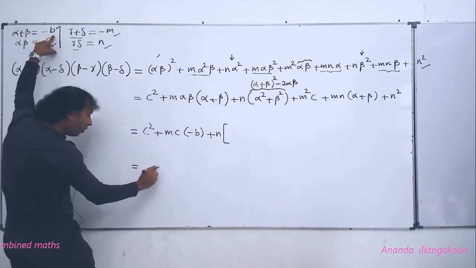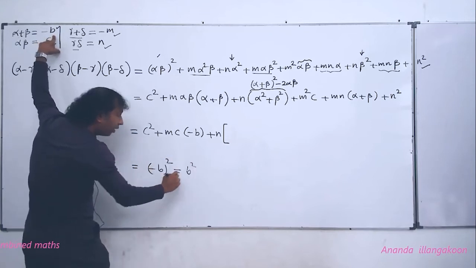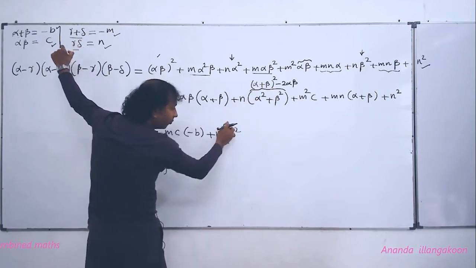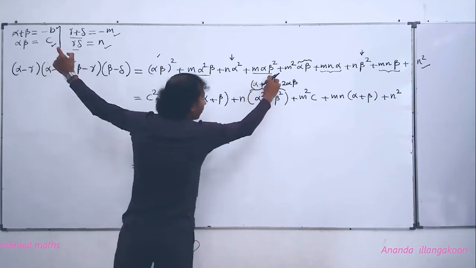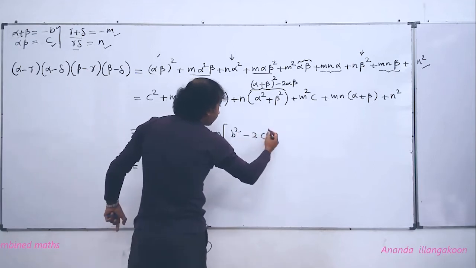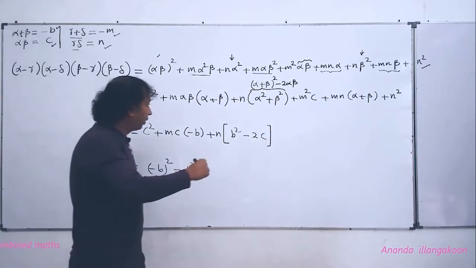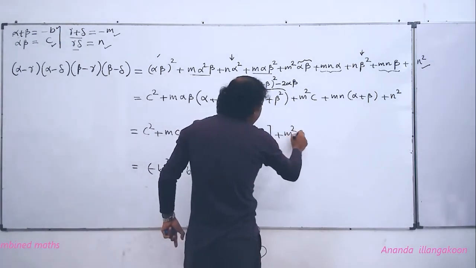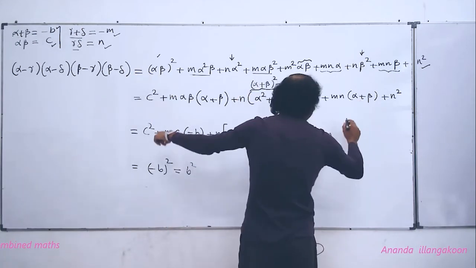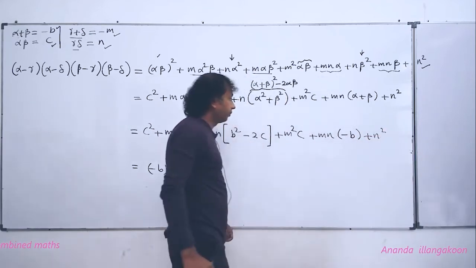Once you square minus b, what do we get? Minus b squared is plus b squared. Before this, we have n. That is why we put a bracket and n before. Within the bracket only, we write minus 2 alpha beta, which is c. Right. Now, next one, m squared c plus m in alpha plus beta, it's minus b, plus n squared. This is what we get there.